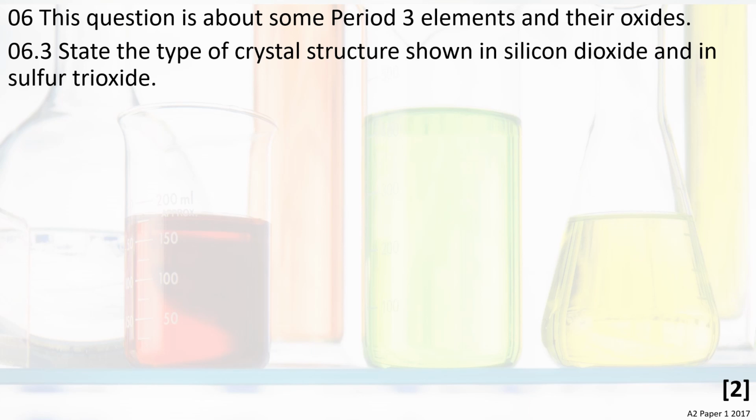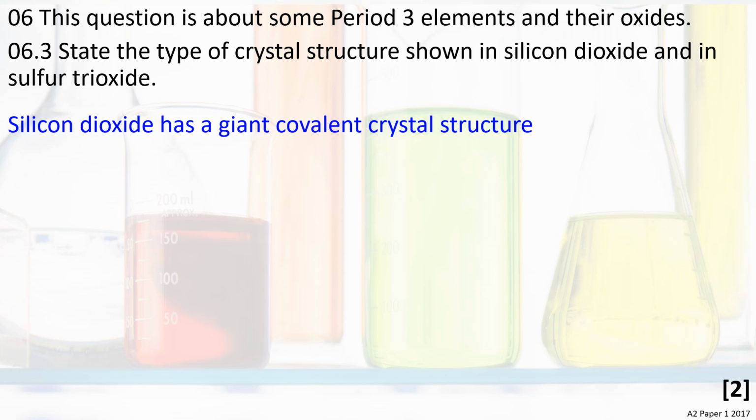Here's the next part of the question. State the type of crystal structure shown in silicon dioxide and in sulfur trioxide. Silicon dioxide has a giant structure with covalent bonds between the atoms. This is one of the few giant covalent structures, along with graphite and diamond.